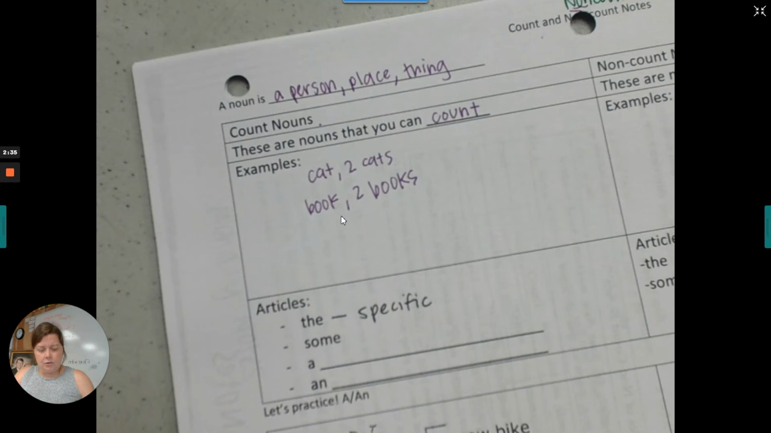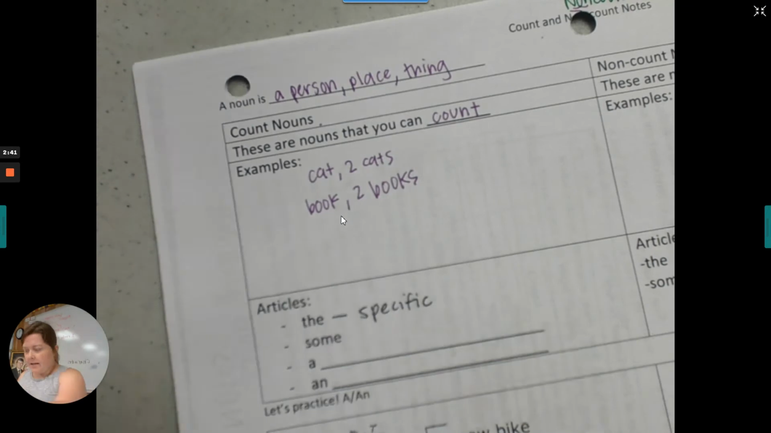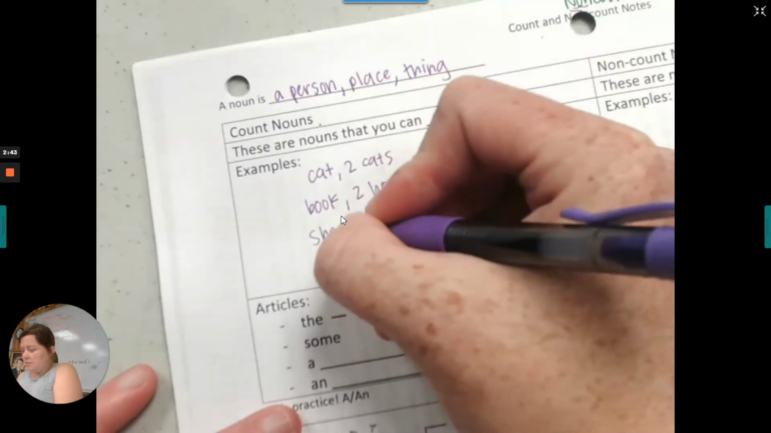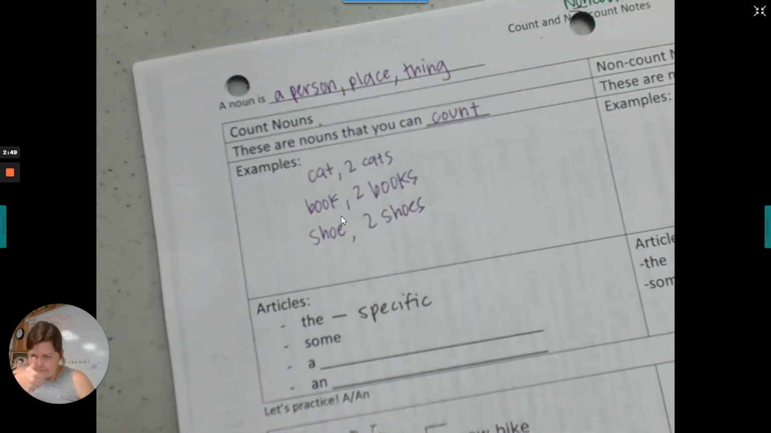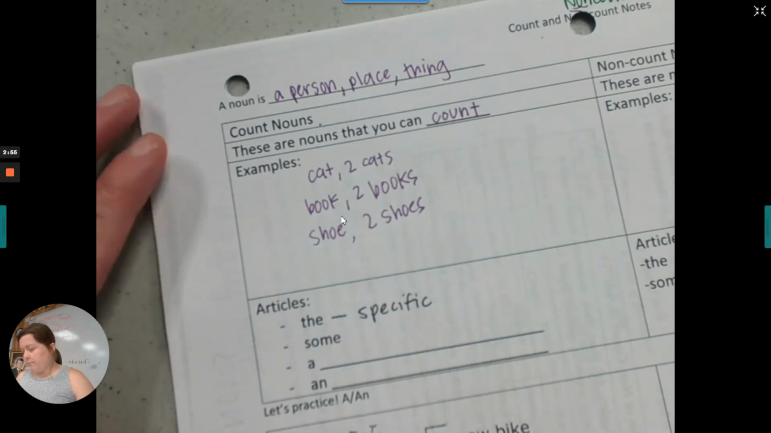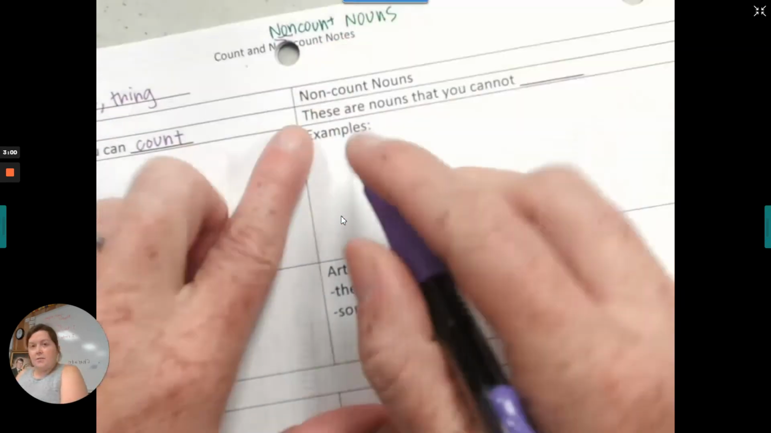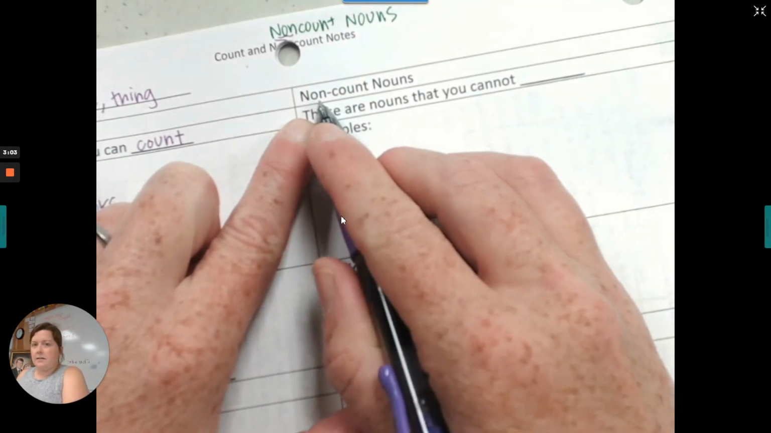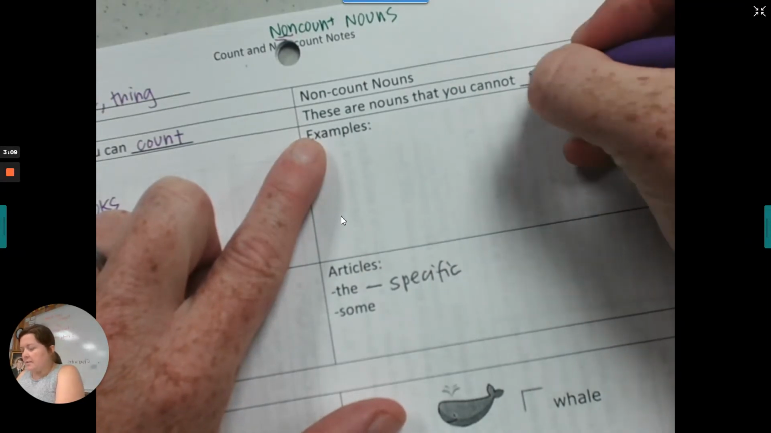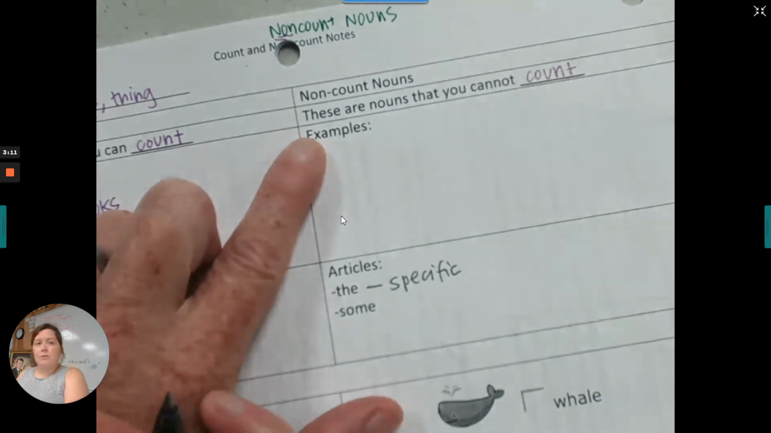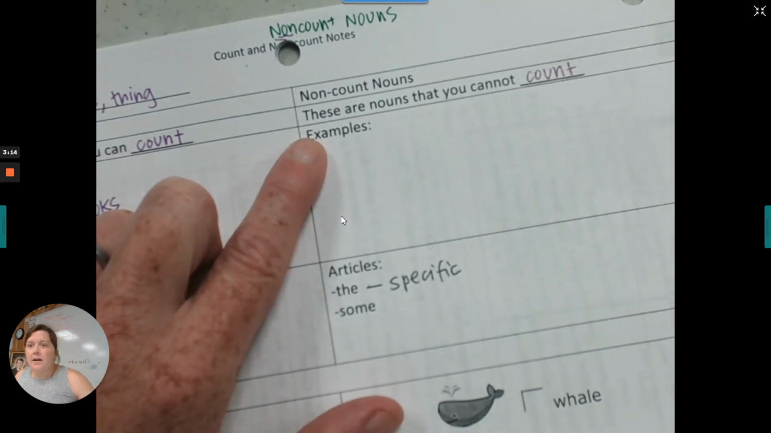Let's do shoes. Count noun, right? You can count that. 1 shoe, 2 shoes. You got it. All right? So these are nouns that you can count. That's one. All right, the other one, non-count. So this means no, you don't count it. Non-count nouns. These are nouns that you cannot, no puedes, you cannot count, okay?